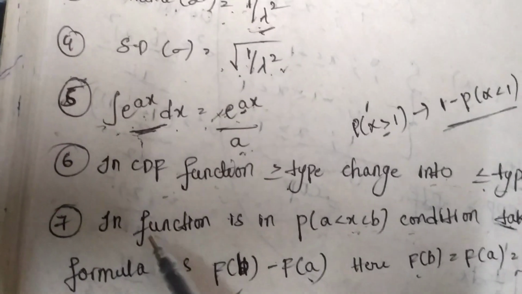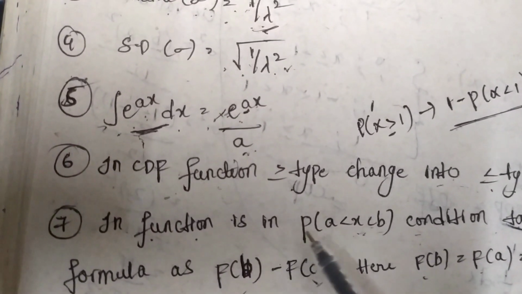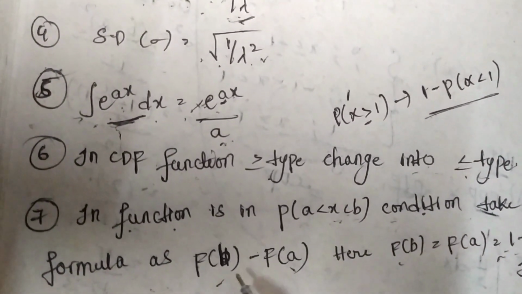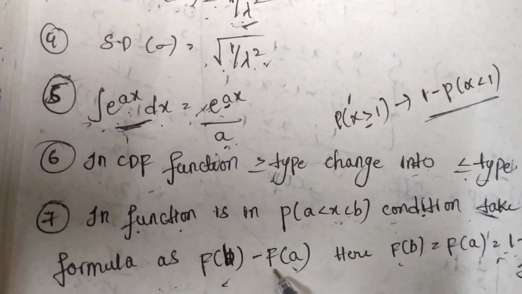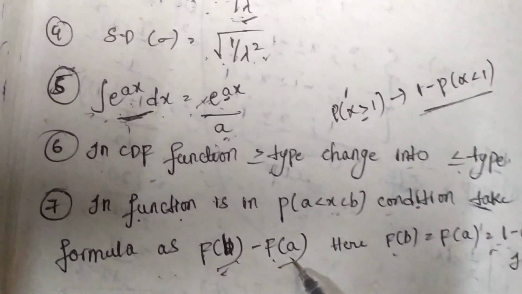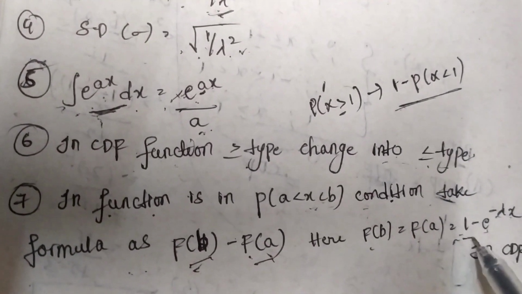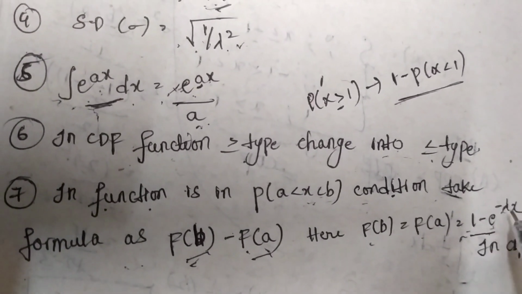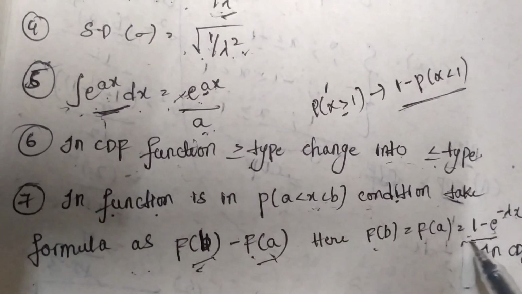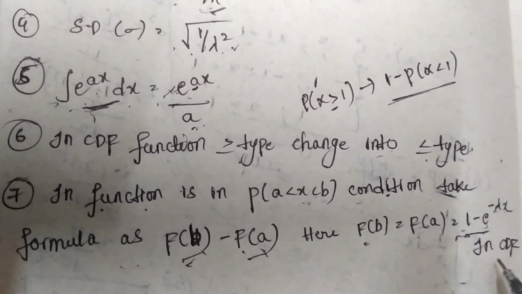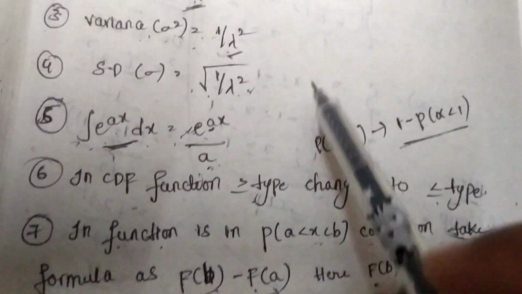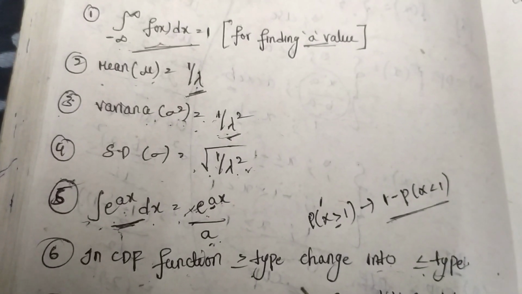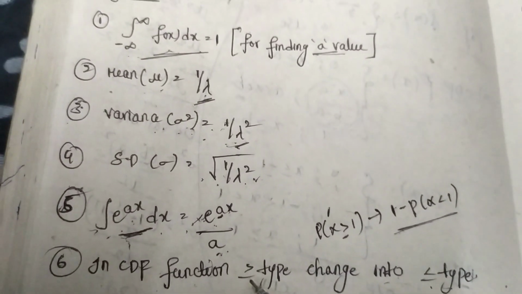The seventh one is, if the condition is p of a less than x less than b, we have to take the formula F of b minus F of a, where F of x is 1 minus e power minus lambda x in the CDF. So by using all these formulas, we can solve every function related to the exponential distribution concept.